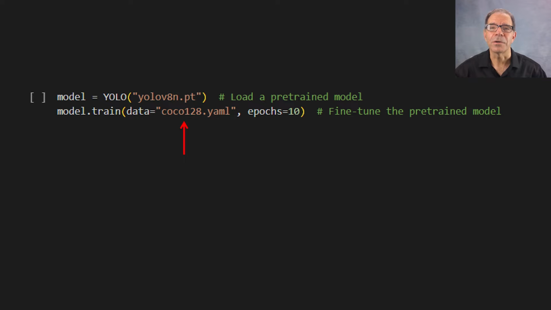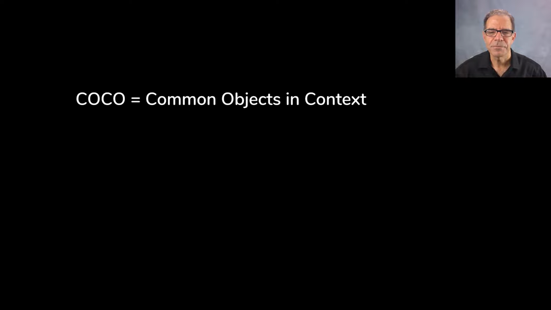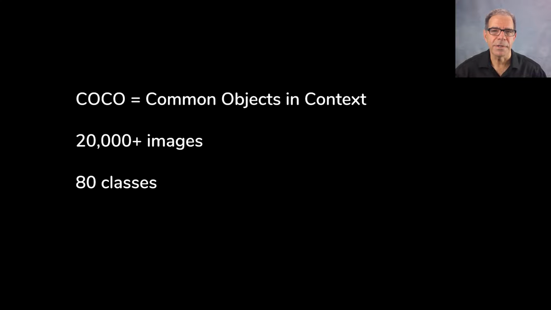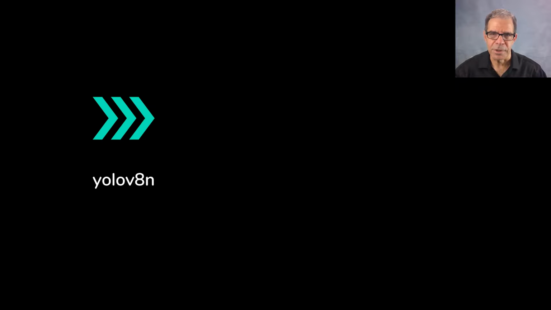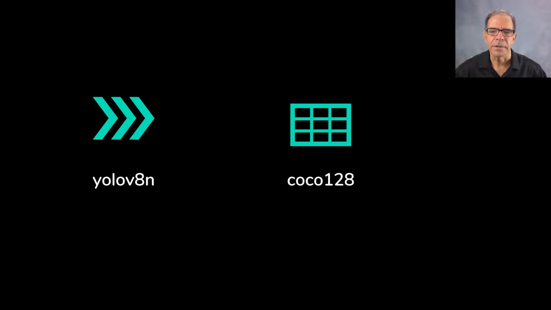And you can see that this model is being trained on COCO 128. COCO stands for Common Objects in Context. The full database contains more than 20,000 images segmented into 80 different classes. COCO 128 contains a tiny subset of only 128 images in all. It's a very small data set that's used for things like debugging or for demos, like I'm doing now. So, V8 Nano is the pre-trained model, and COCO 128, in this case, is what I'm using to fine-tune that for demo purposes.